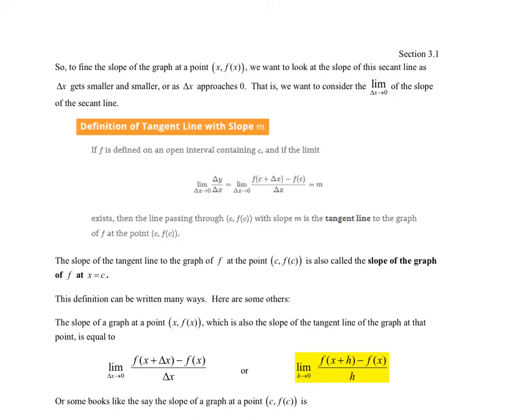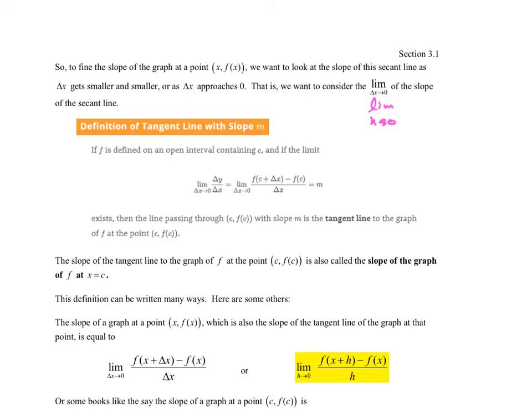So to find the slope of the graph at a point x, f of x, we want to look at the slope of the secant line as delta x gets smaller and smaller, or as delta x approaches 0. That is, and here's what we brought in the previous chapter, we want to consider the limit as delta x approaches 0, or if you use the one that I did, the limit as h approaches 0.